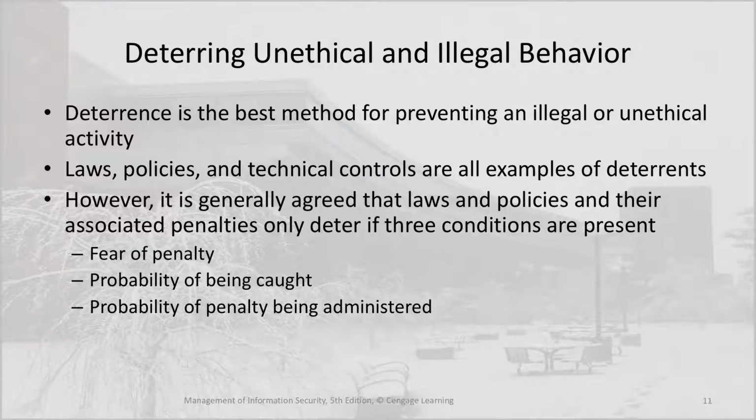Deterrence is the best method for preventing an illegal or unethical activity. Laws, policies, and technical controls are all examples of deterrence. However, it is generally agreed that laws and policies and their associated penalties only deter if three conditions are present: the fear of penalty, the probability of being caught, and the probability of the penalty being administered.